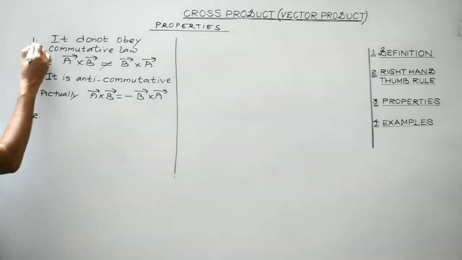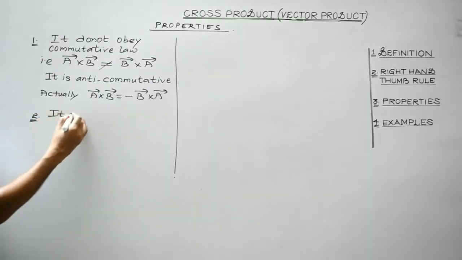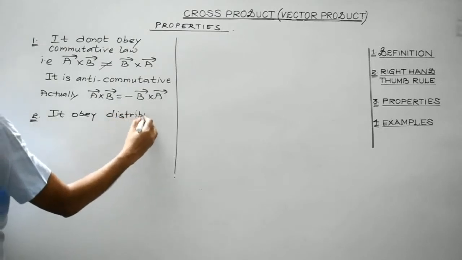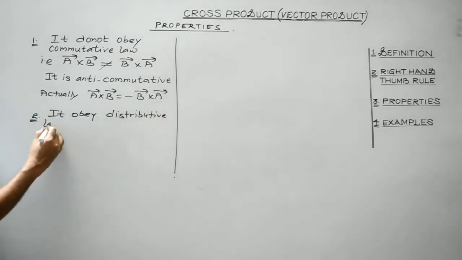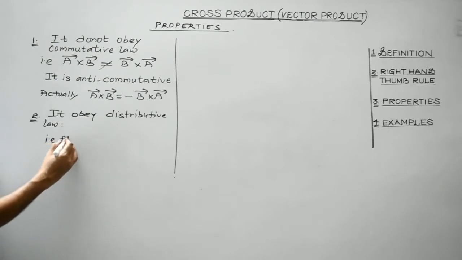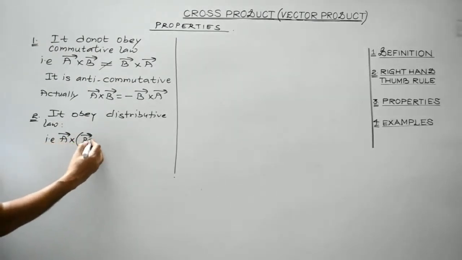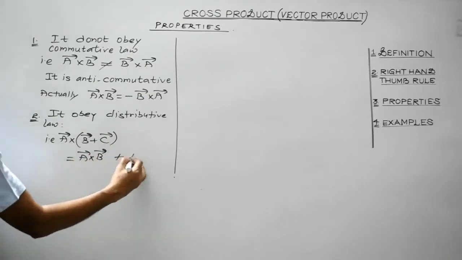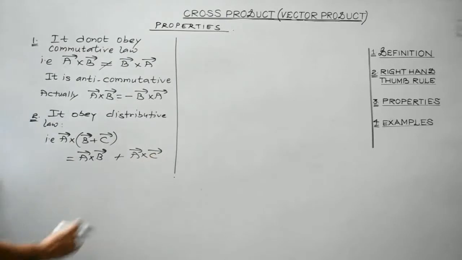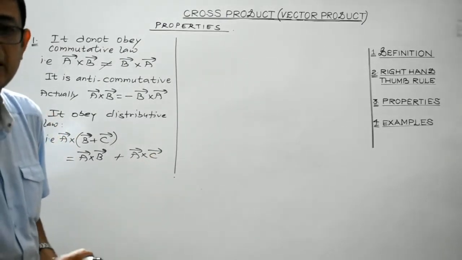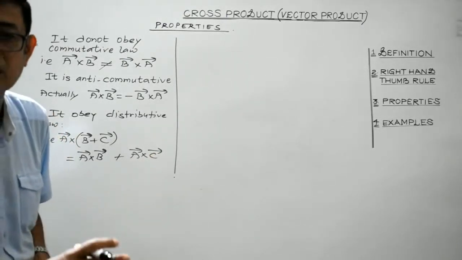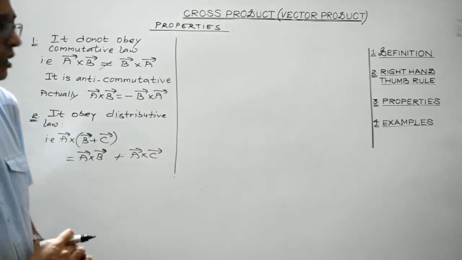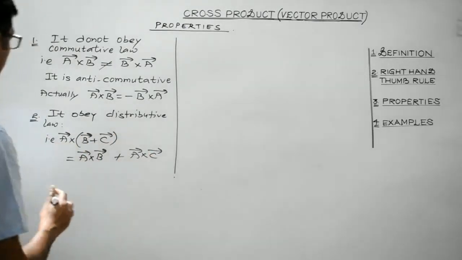Second property is it obeys the distributive law. Vector product obeys the distributive law. We'll prove it mathematically. A vector cross (B vector plus C vector) will be equal to A vector cross B vector plus A vector cross C vector. So it does obey the distributive law, as was the case of dot or scalar product. Clear students? So that's the second property. We will try to prove it mathematically as well.